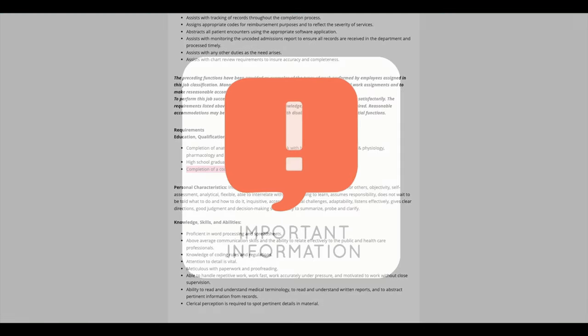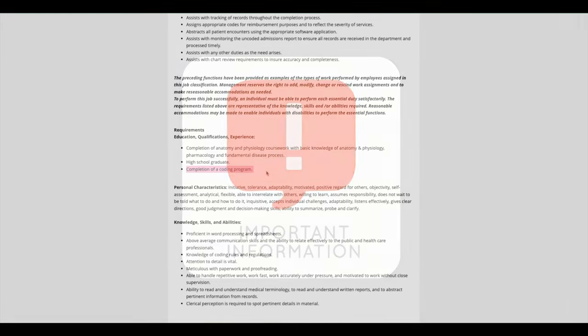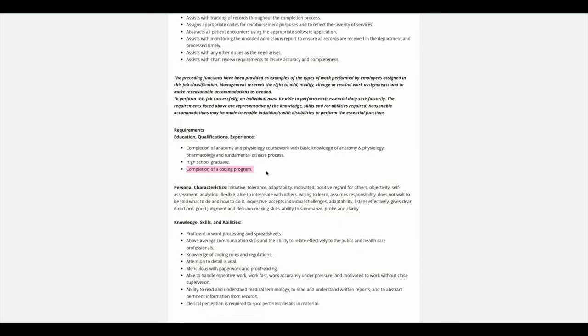So for those of you who are not certified yet, but you completed a coding program, you can go ahead and apply for this position. Those of you who have already scheduled to take your exam and all of that, look at this, y'all. Look at this opportunity. You can go ahead and apply for this position.